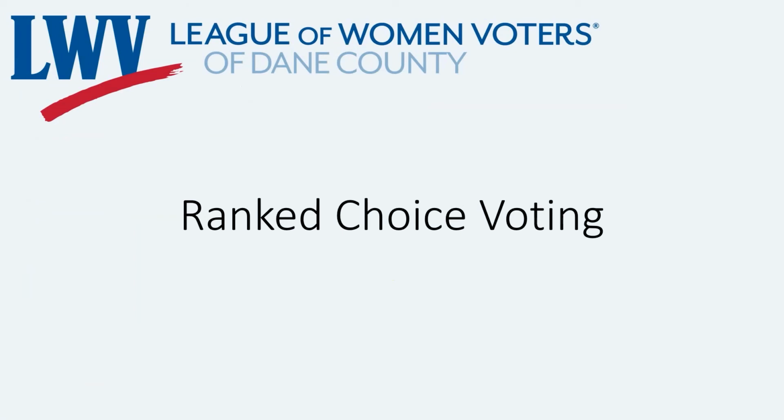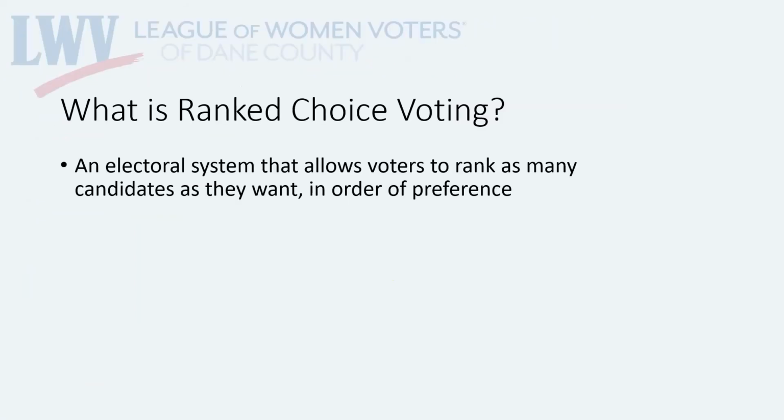Today we are going to talk about ranked choice voting. So what is ranked choice voting? Ranked choice voting is an electoral system that allows voters to rank candidates in order of preference. Voters can rank as many candidates as they choose.